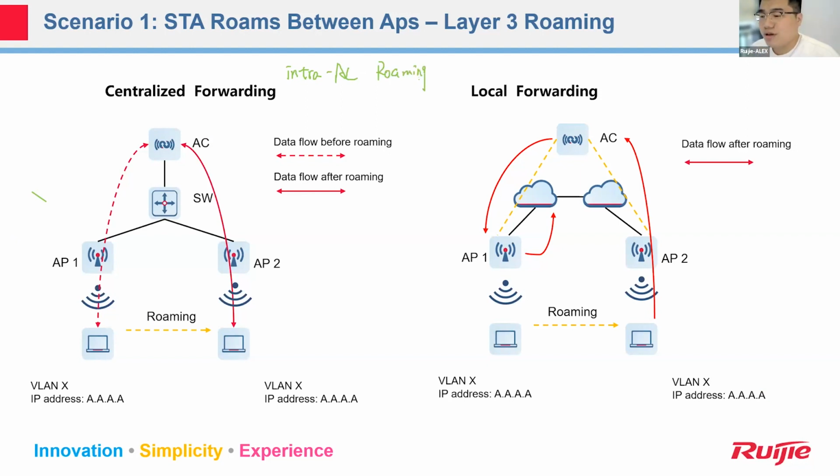The intra-AC roaming, or the roaming inside one AC, is already enabled by default. We don't need to manually configure it or manually enable it. Even though the working principle of it, or the data forwarding after roaming, is a little complex, the configuration is quite simple, right? Even for scenarios which only have one AC, we don't need to configure the roaming at all. It's enabled by default.